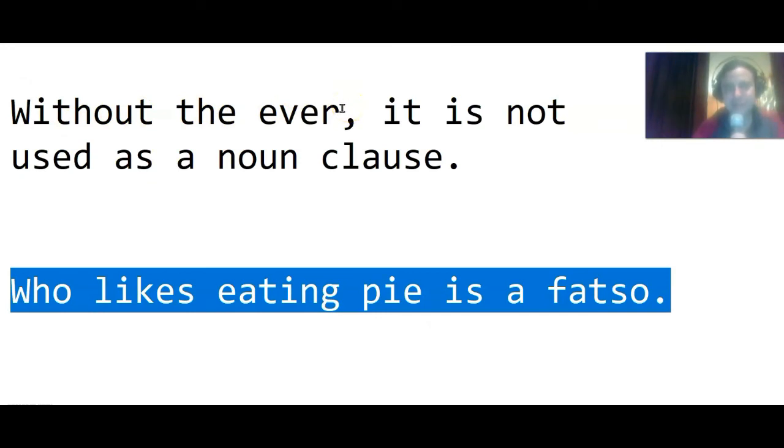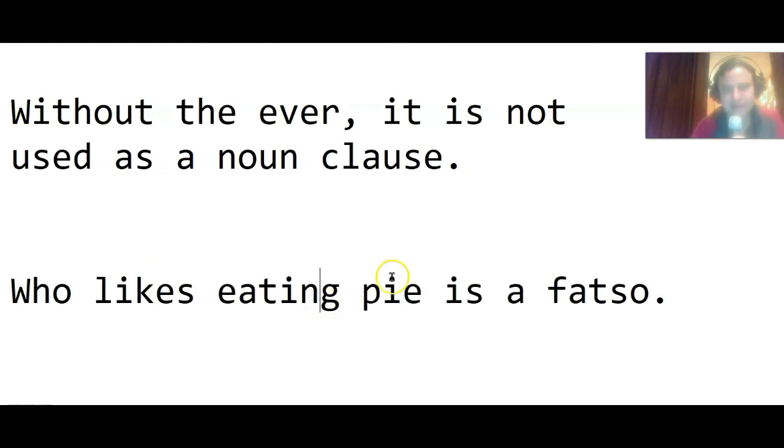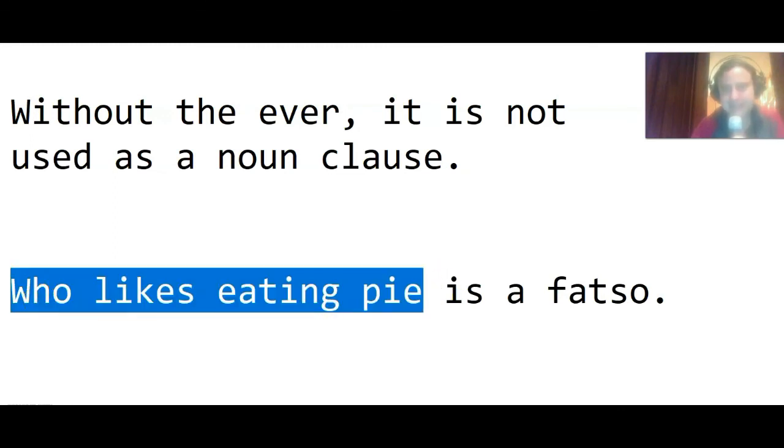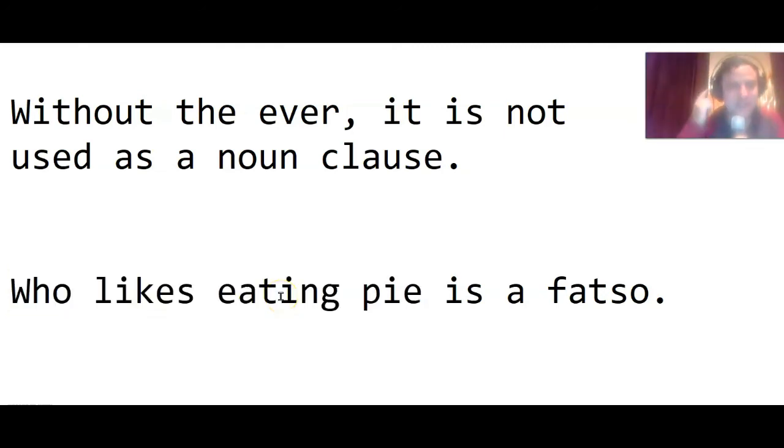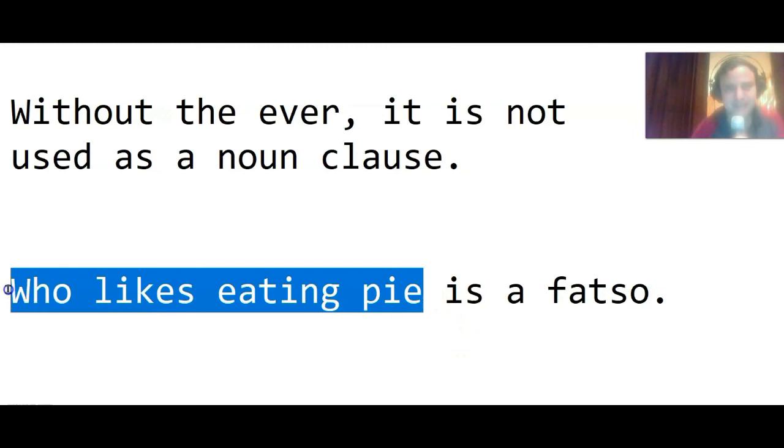These clause words, who, which, when, how, if you do not add the ever, it is not used as a noun clause. This is wrong. Who likes eating pie is not a noun clause because it becomes a question without that ever. The native speaker's ear will hear the beginning of this as a question.